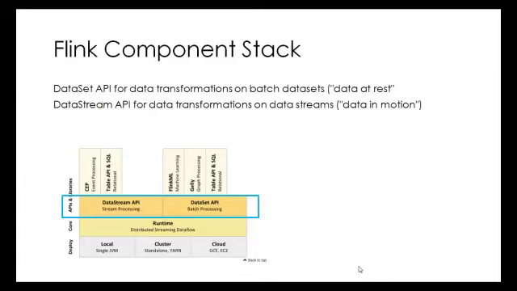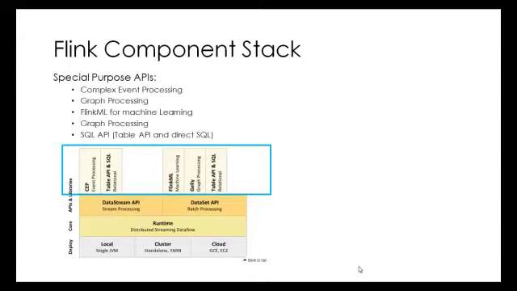Then on top of all that, now you've got the higher-level APIs. And again, it almost matches component for component what Spark does. You've got a component that handles complex event processing. What's that for? That's for pattern matching. That's for finding trends in your data.